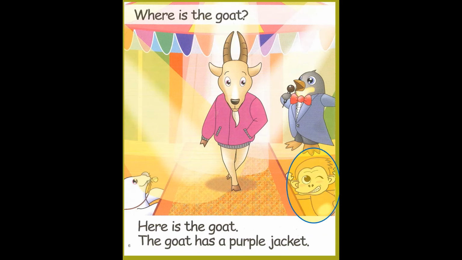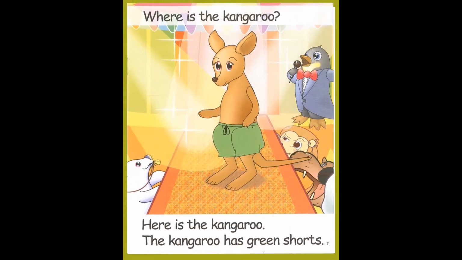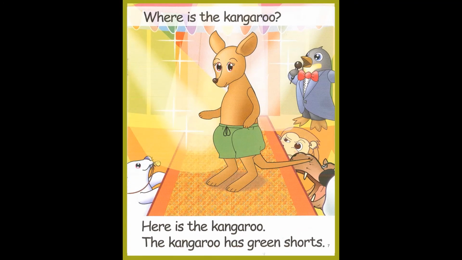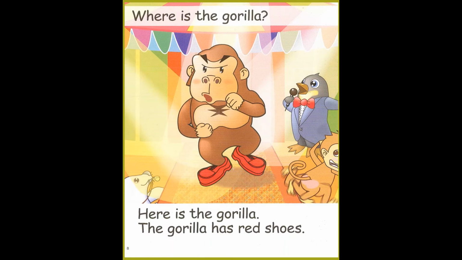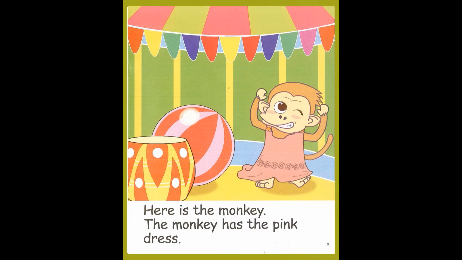Look at the monkey. Where is the kangaroo? Here is the kangaroo. The kangaroo has green shorts. Look at the monkey. Where is the gorilla? Here is the gorilla. The gorilla has red shoes. Uh-oh, where is the monkey going? Here is the monkey. The monkey has the pink dress.